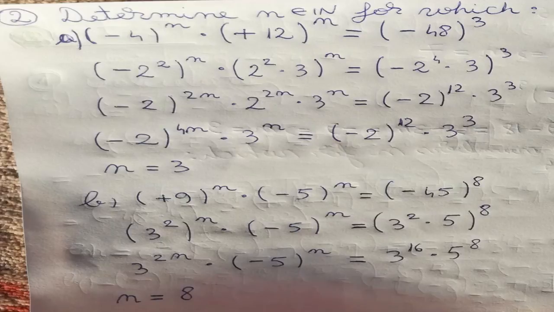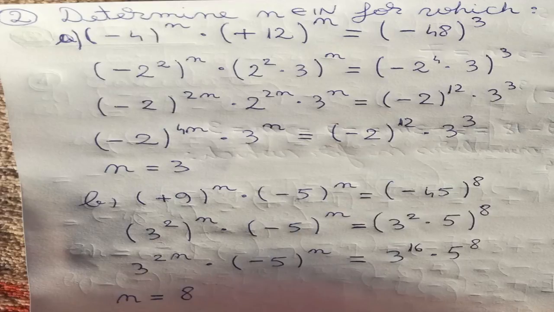Exercise number 2. Determine the natural numbers n for which point A: (-4)^n times (+12)^n equals (-48)^3. (-4)^n can be written as (-2^2)^n.